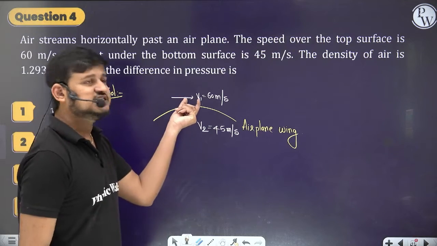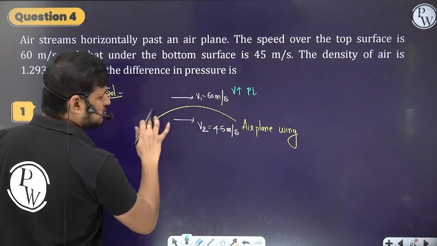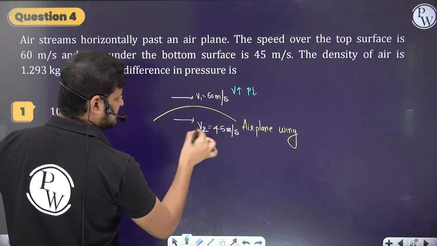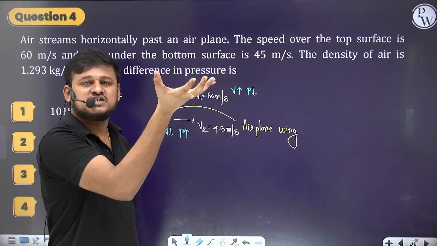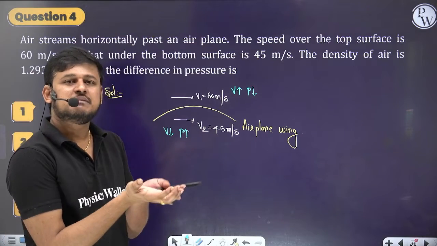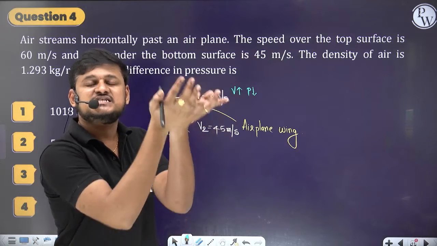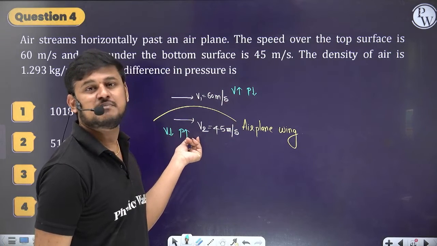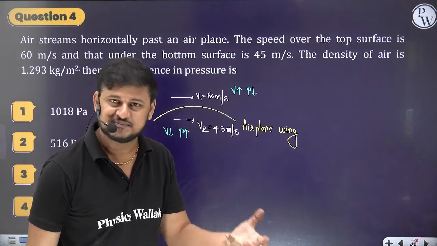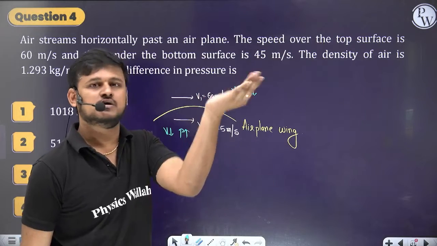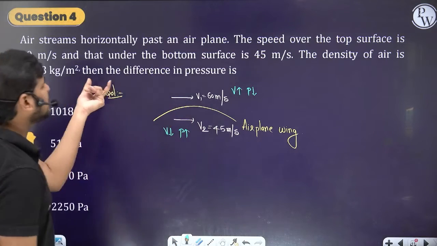Wherever the speed is more, the pressure will be less. Here the velocity is more on the top, so the pressure will be less. At the bottom of the wing the velocity is less compared to this, so the pressure will be more. As a result, the aeroplane will get an upthrust. The pressure difference, delta P, multiplied by the cross sectional area will give the upthrust, a force upward. But here they are asking only the pressure difference.